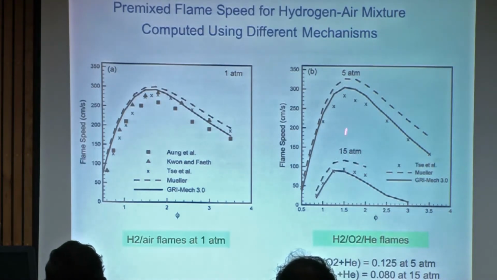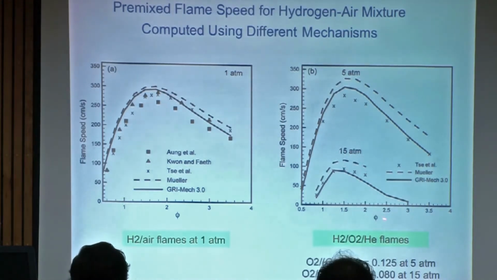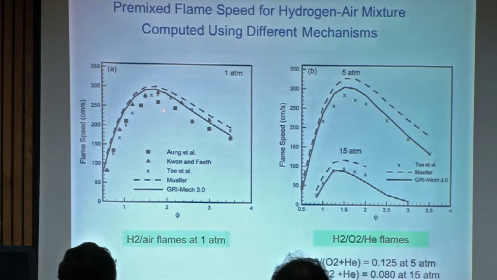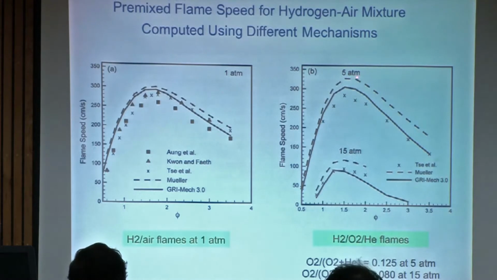So this is the effect of pressure. So flame speed is now plotted versus equivalence ratio at different pressures. Okay. So one is shown here. So this is about 300. Then at 5 atmosphere, it's actually a little bit higher. Okay. And then it decreases a lot. So this is again unique with hydrogen, that it can increase also with pressure.